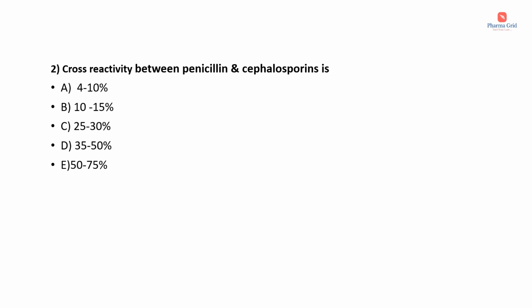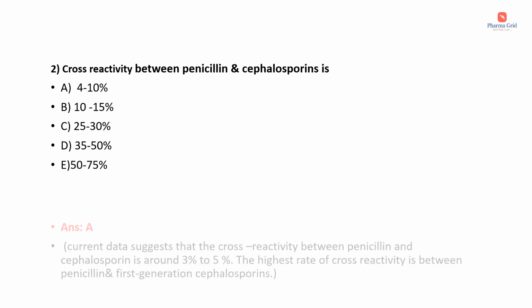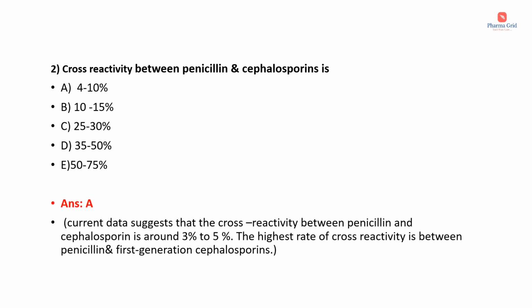So the next question: cross reactivity between penicillin and cephalosporins is. The options are 4 to 10%, 10 to 15%, 25 to 30%, 35 to 50%, 50 to 75%. Here the correct answer is option A, that is 4 to 10%. That is, the current data suggests that the cross reactivity between penicillin and cephalosporin is around 3% to 5%, and the highest rate of cross reactivity is between penicillin and first generation cephalosporins.